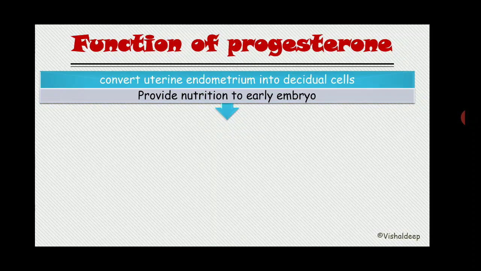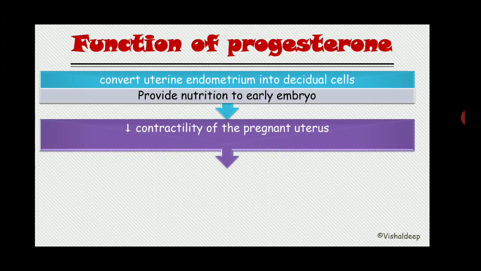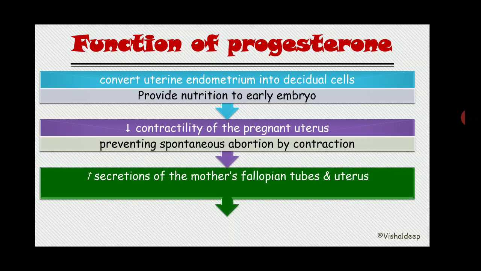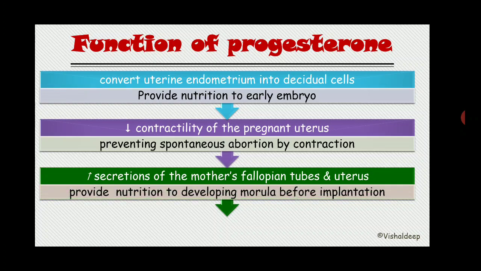Second thing, as we already know, the function of progesterone is to preserve the pregnancy, right? So progesterone decreases the contractility of a pregnant uterus, and it prevents spontaneous abortion by contraction. Alright. Also it increases the secretion of the mother's fallopian tube and uterus, and it provides nutrition to the developing fertilized zygote. So it provides nutrition to the developing morula before the implantation.